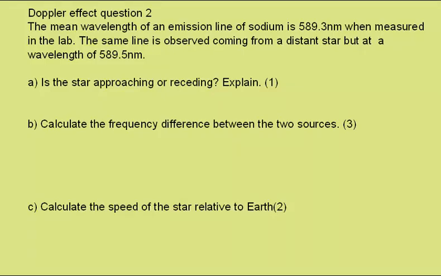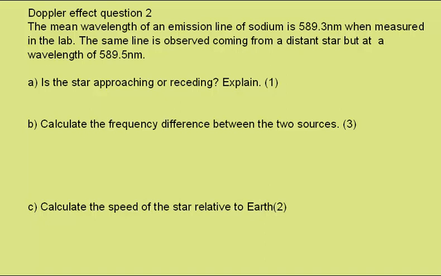Doppler effect, question 2. The mean wavelength of an emission line of sodium is 589.3 nanometers when measured in the lab. The same line is observed coming from a distant star, but at a wavelength of 589.5 nanometers. Part A: is the star approaching or receding, and explain.